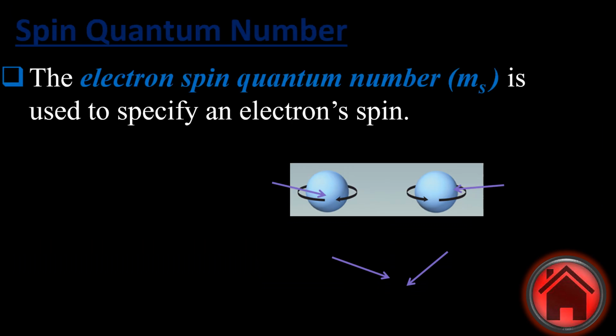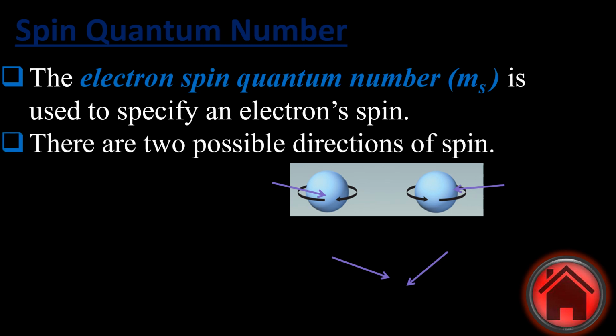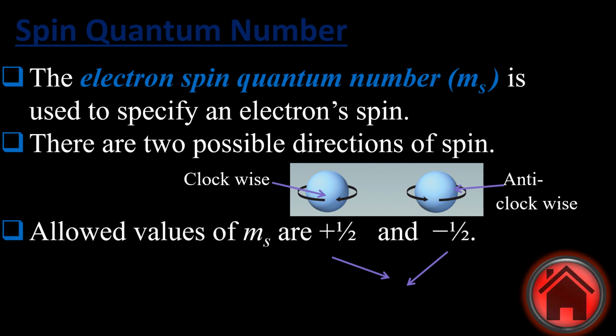Coming to the next quantum number, which has not been introduced before, that is the spin quantum number. The electron spin quantum number is used to specify an electron's spin. Spin means how it is going to rotate, that means revolve around the nucleus. One is clockwise, another is anti-clockwise. Clockwise is the direction in which the needle of a clock moves. Opposite to that is the anti-clockwise direction. So the allowed values of ms are plus half and minus half.